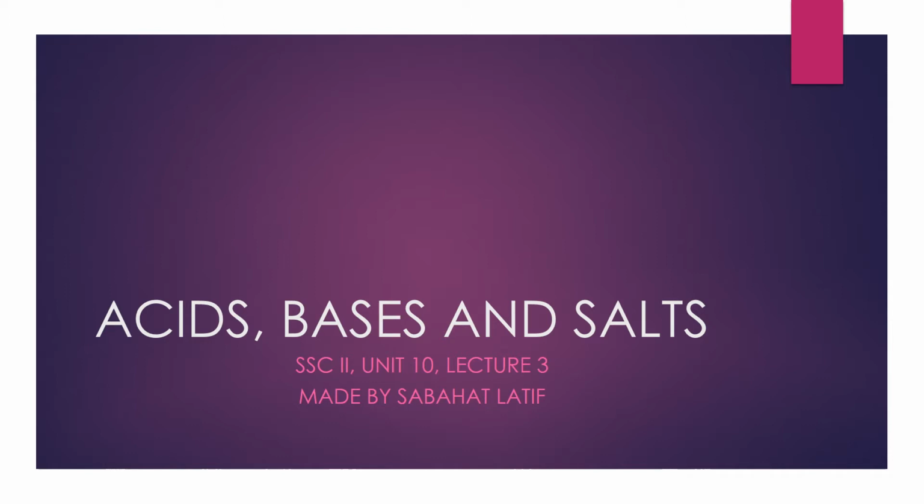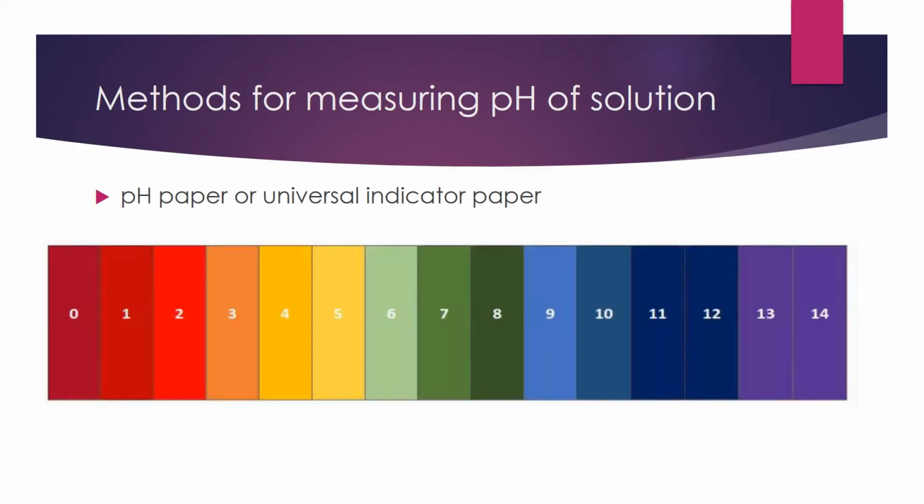It is the third lecture of unit 10. In this we will learn about the methods for measuring the pH of a solution. Scientists have used different methods for measuring the pH of a solution. The first method you will learn about is the pH paper, or the use of universal indicator paper.